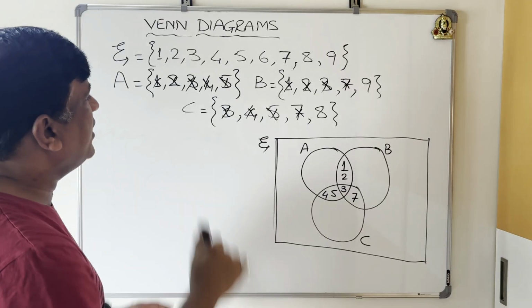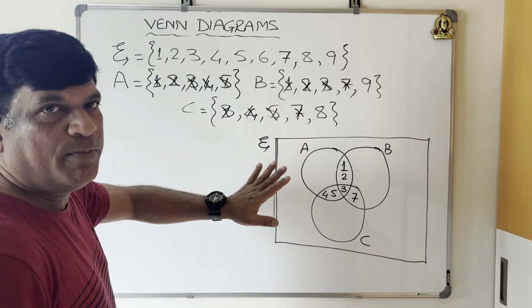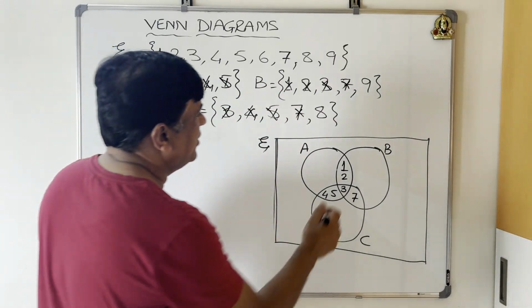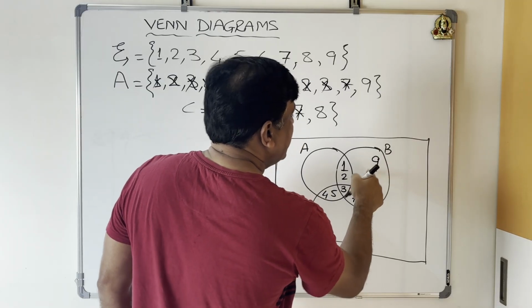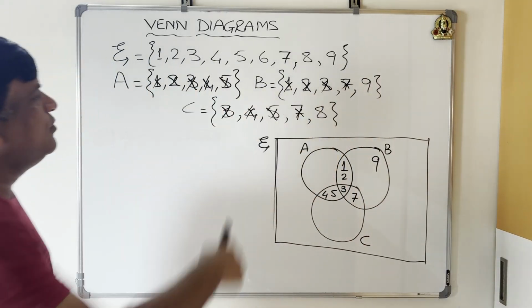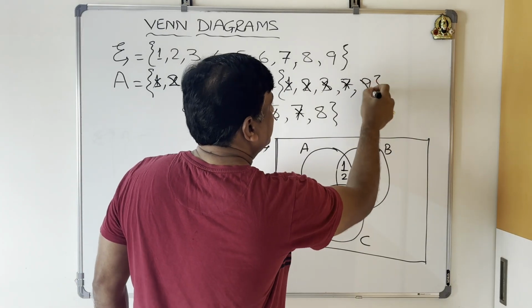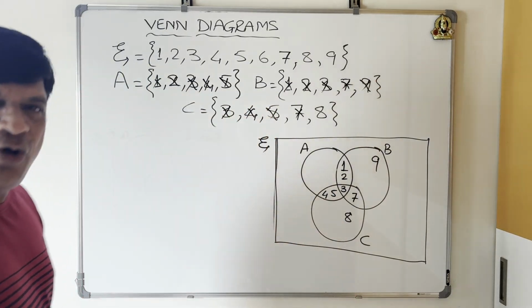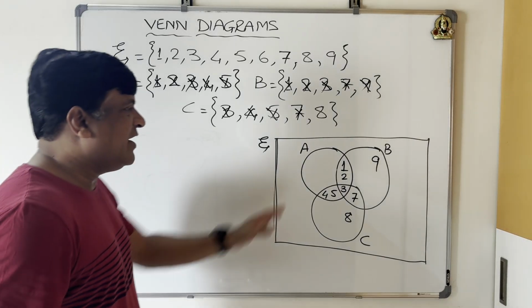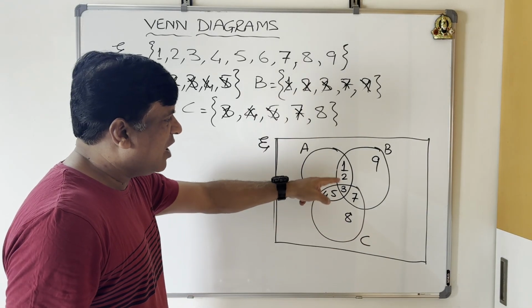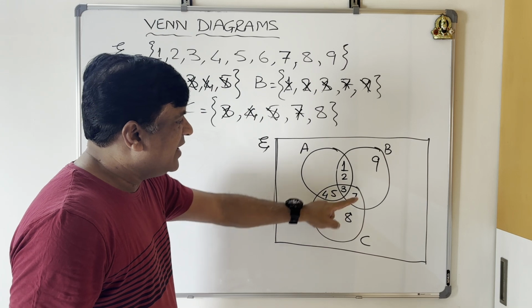Now what are we left with? Do we have any common items? We don't have any common items. So 9 comes here. 9 is only in B, right? And 8 is only in C. Okay, so have we covered all the numbers? If you look at it, count it: 1, 2, 3, 4, 5, 7, 8, 9.